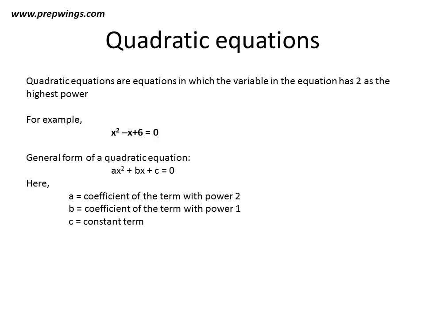The general form of a quadratic equation is given as ax square plus bx plus c equal to 0, where a is the coefficient of the term with power 2, b is the coefficient of the term with power 1, and c is the constant term. So for 2x square minus 5x plus 2 equal to 0, a is 2, b is minus 5, and c is equal to 2.